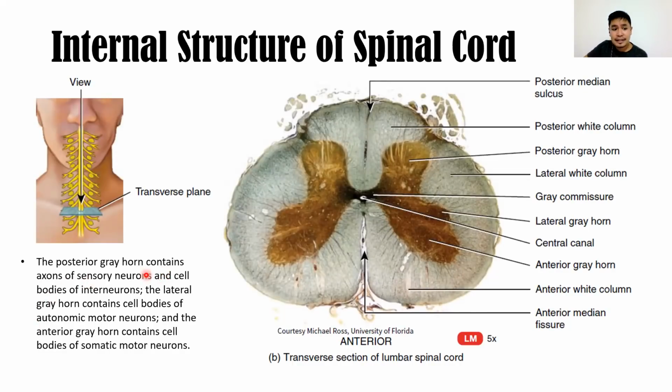Okay, the posterior gray horn contains axons of sensory neurons and cell bodies of interneurons. Now, we're done with this one. Same here: posterior gray horn, lateral gray horn, anterior gray horn. Okay, central canal. So you have here your gray commissure, the letter H. Posterior median sulcus, anterior median fissure divides the right side and the left side of the spinal cord. Anterior white column, lateral white column, posterior white column. Gray horn, white column.